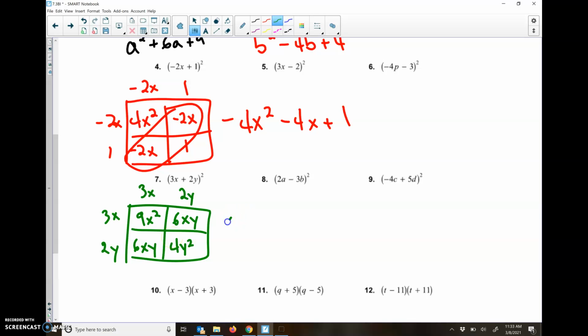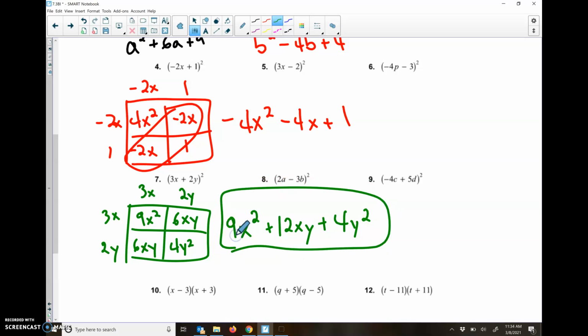And then remember to put it in the correct form. We go by the exponent of the x first. So this one's going to go first because it's x squared. 6xy and 6xy make 12xy. That one goes second because it's still x to the first power. And then 4y squared goes last because it doesn't even have an x. So this would be how we would write it properly in our book.